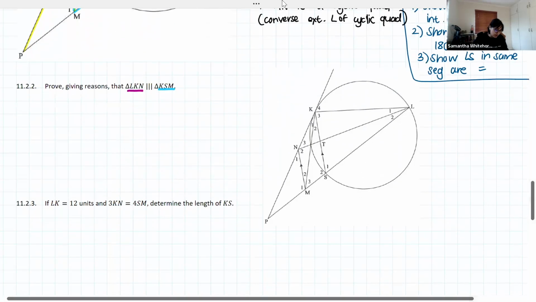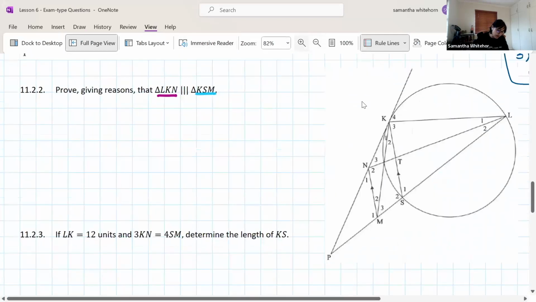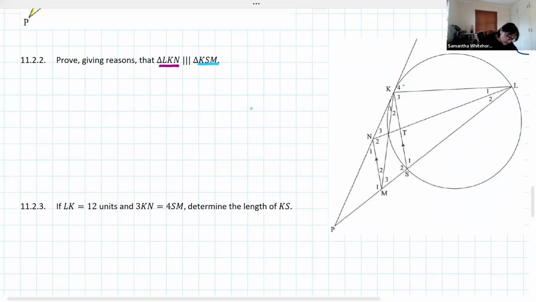Okay, what I'm going to do is I'll just quickly put little dots on this diagram of the angles we already know are equal. So we know K4 is equal to S1, which is equal to that whole angle.